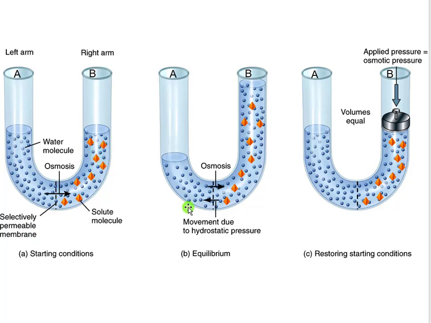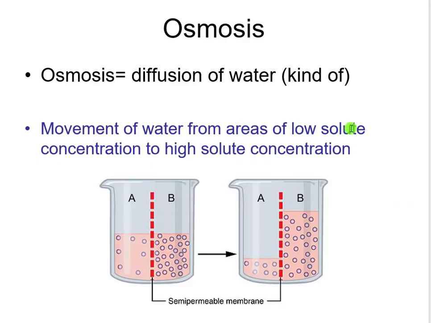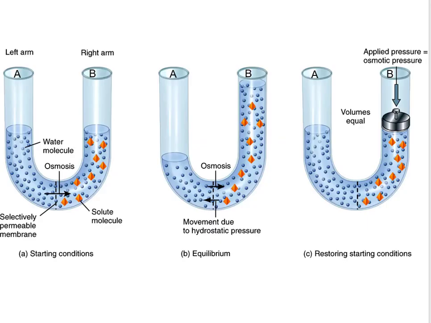So what do we see then instead? Water ends up moving because water will move from areas of low solute concentration to high solute concentration. A has low solute concentration, solute meaning this little gold guy. B has high solute concentration, and so water moves from chamber A to chamber B to the point where it even fills up chamber B to a greater extent.